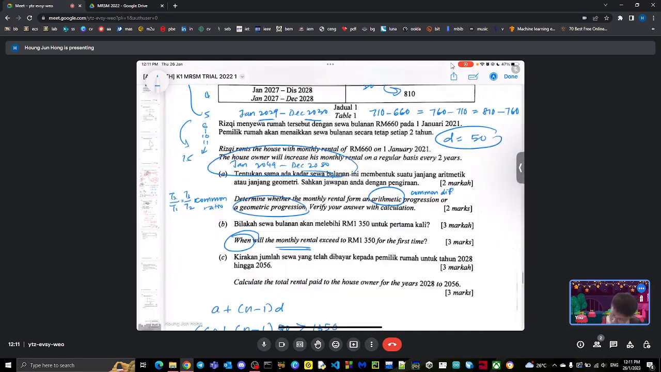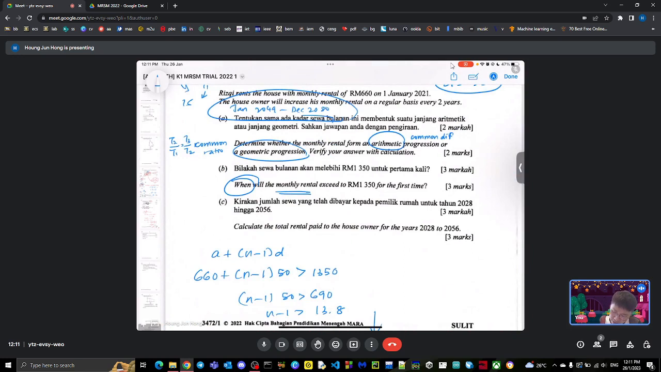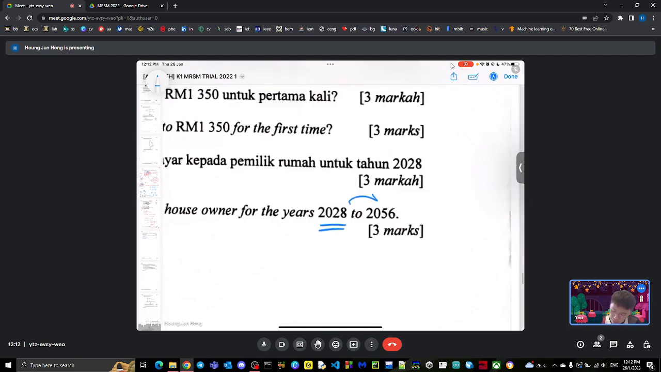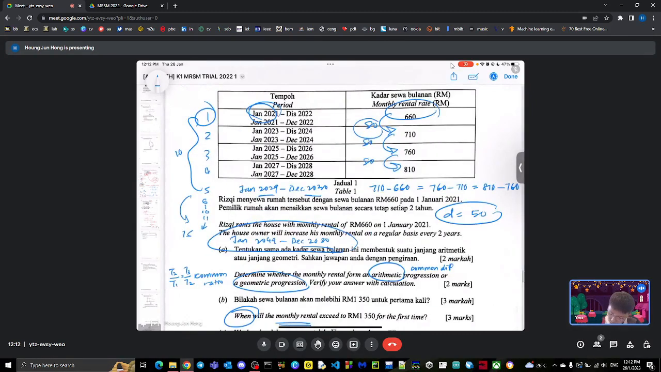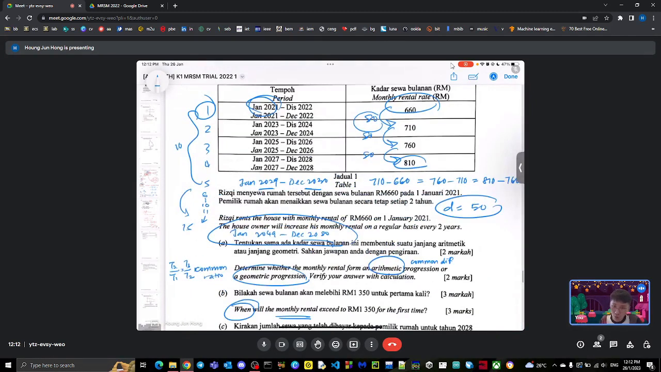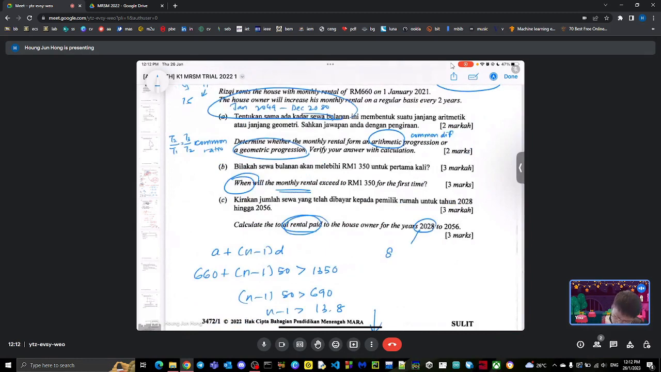Now third question, find the total rental paid. Oh my god, this is quite a nightmare, because you have to work very carefully to find the number. As you can see here, 2028 to this number. So 2028, how much is it? It should be given already. It's this one, 810. So in the year of 2028, you will have 810 multiplied by 12, because 1 year is 12 months. So this number equals 9720.